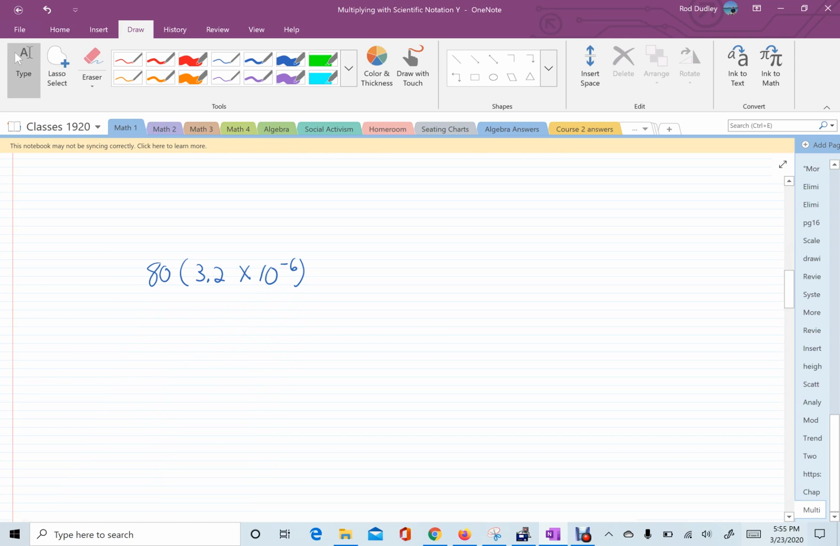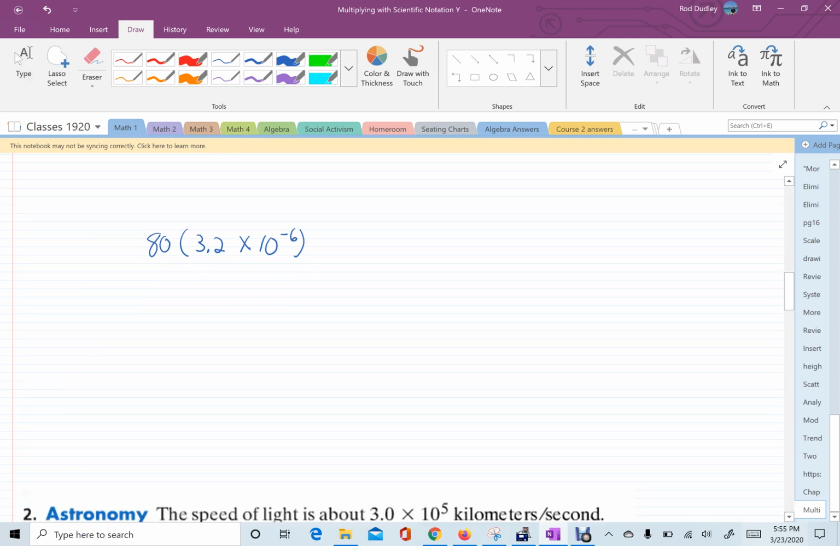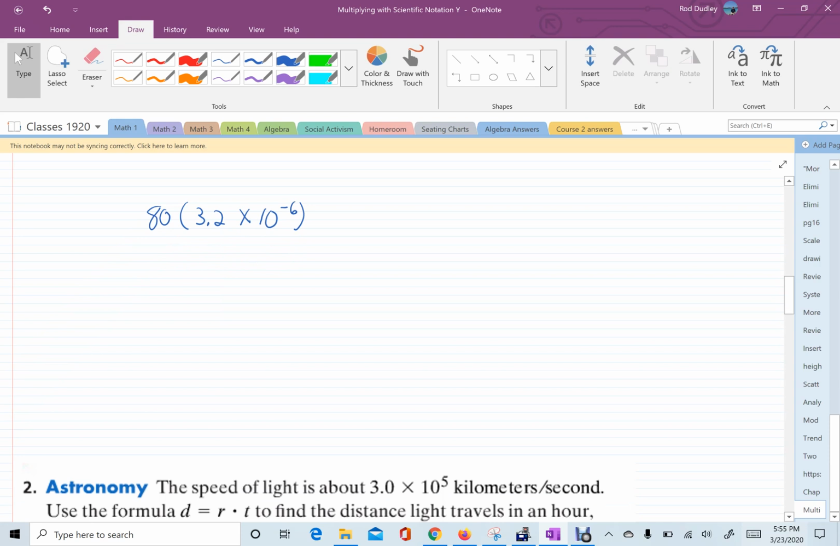Okay, so what if the numbers aren't in scientific notation, or maybe one of them is and one of them isn't? For example, 80 times 3.2 times 10 to the negative 6. Well, we could do the same thing. We could turn 80 into 8 times 10 to the first, times 3.2 times 10 to the negative 6. Or I could just regroup it like this. This is what I'm going to look at here. Do it a little differently.